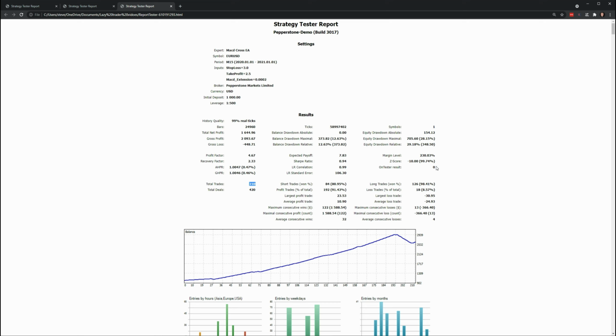Why is this good? Well, just imagine you had a $100,000 account and you had these results. You're going to be doubling your account in 1 year. More than doubling, actually. So there you go.